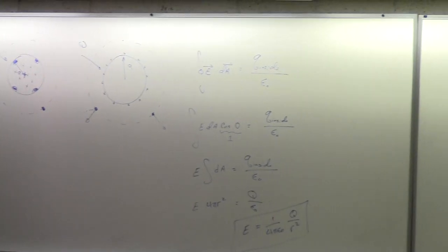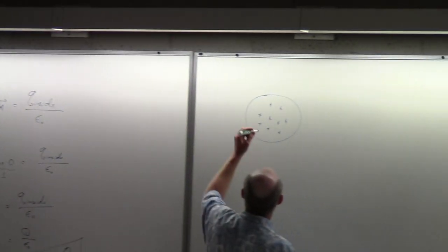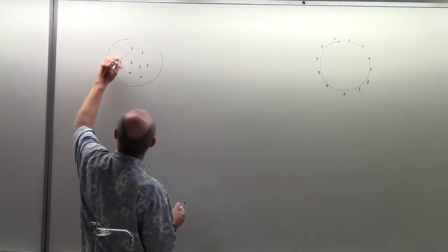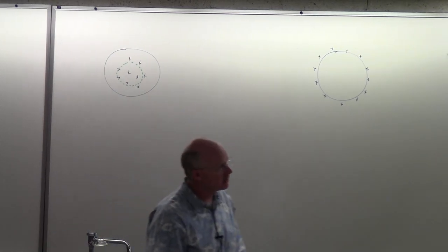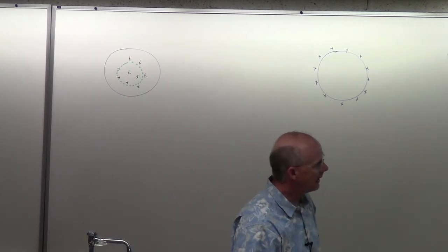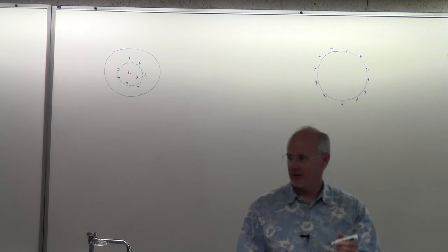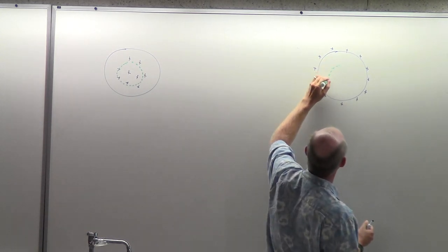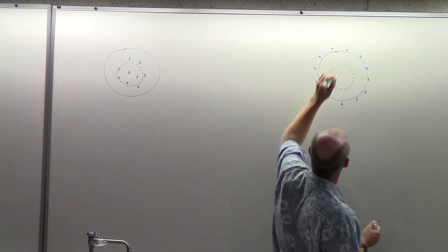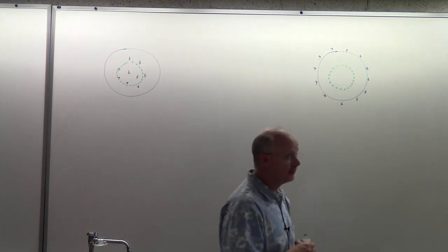Let me draw a Gaussian surface. And in this case, I will change colors. Oh, I probably should have matched. Okay, if I don't match exactly here, I'll do a Gaussian surface. So my Gaussian surface is going to be in green. Theirs is in blue.